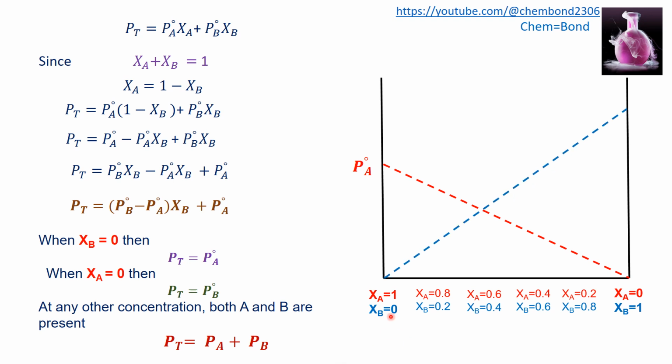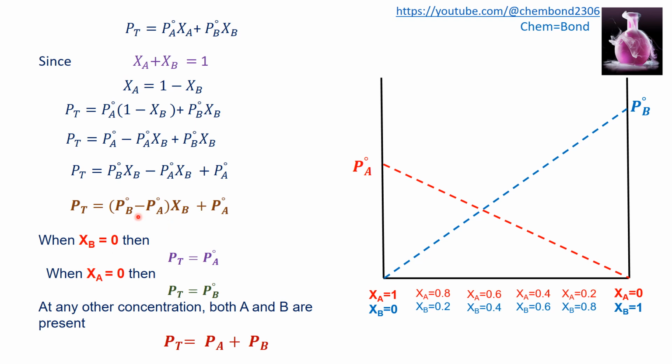In case of XB, XB is taken as 0 over there because there is no mole fraction of XB. And when we go to the other extreme, XB is equal to 1. So when XA is equal to 0, then PT will be equal to P naught B. So here the total pressure will be equal to P naught B.